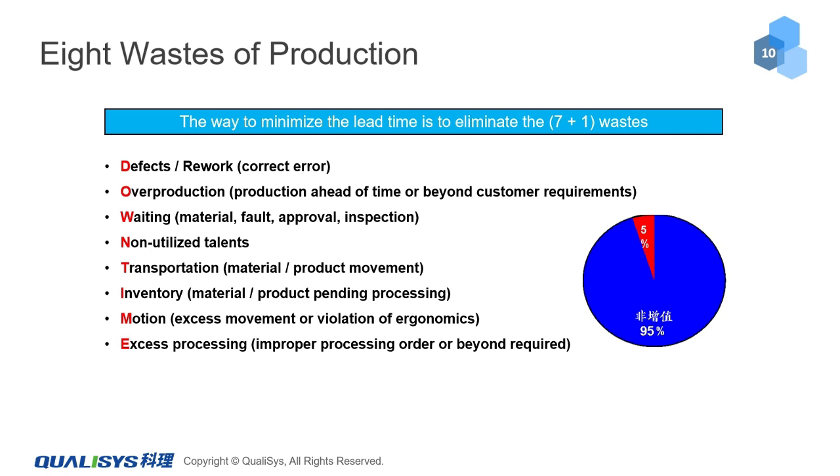So these are the 7 wastes we normally talk about: defects, overproduction, waiting, transportation, inventory, motion, excess processing. So these are the traditional 7 wastes, which are from Toyota. And the one additional waste is non-utilized talents. So this is the 8th waste. So we call it 7 plus 1.